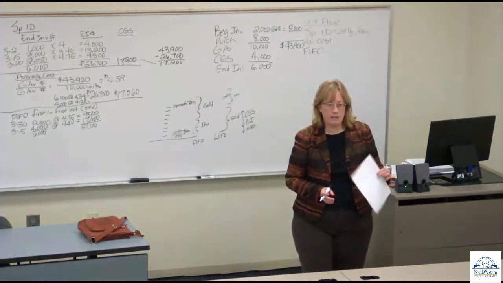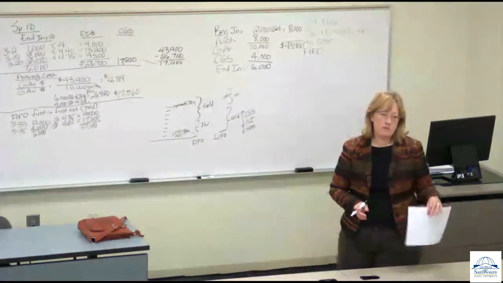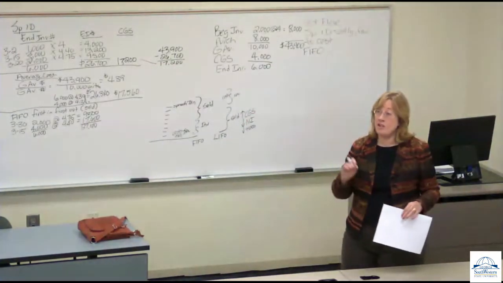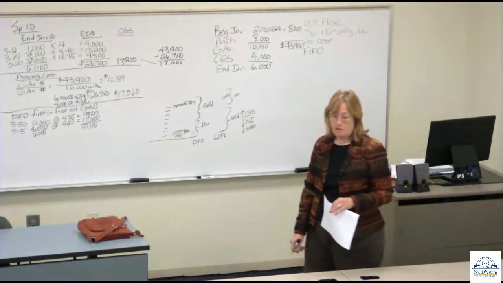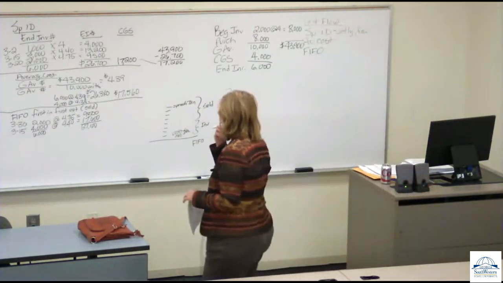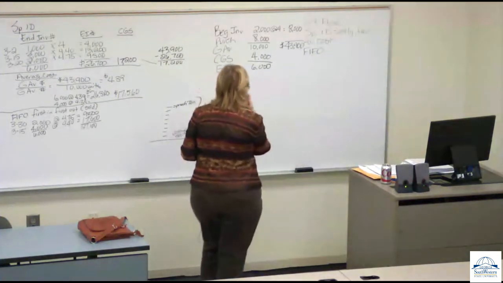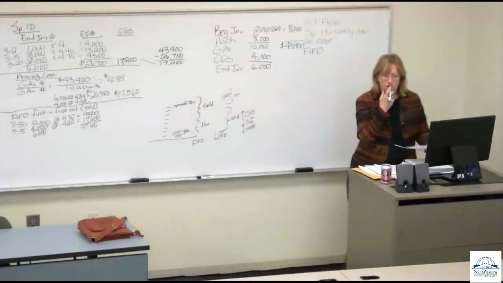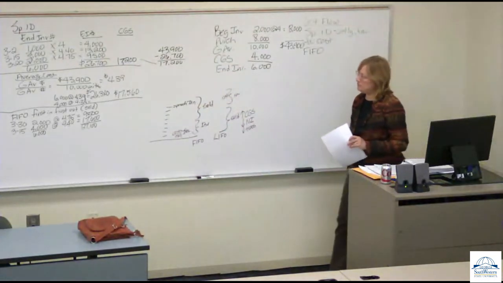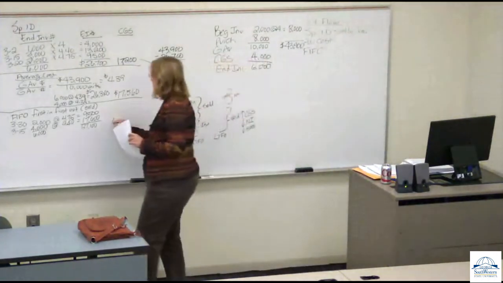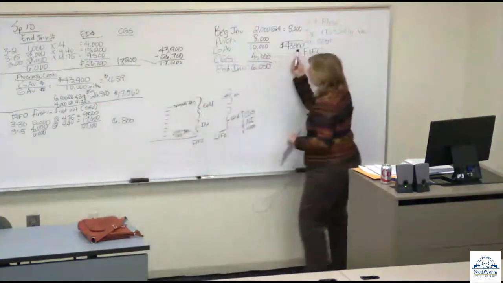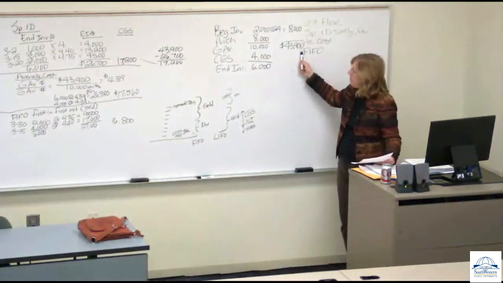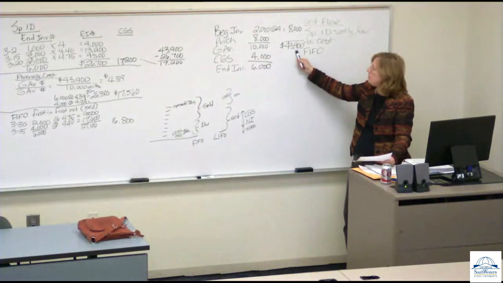You following this? Okay. Now we're going to try this one again. How much is our cost of goods sold? $16,800, because $27,100 and $16,800 is a total of $43,900, right? Okay.